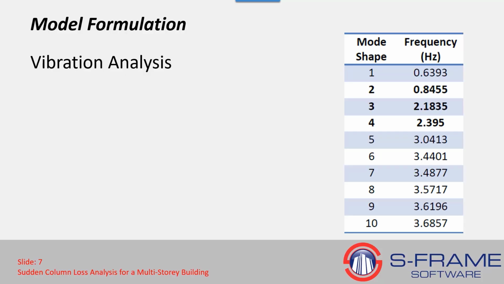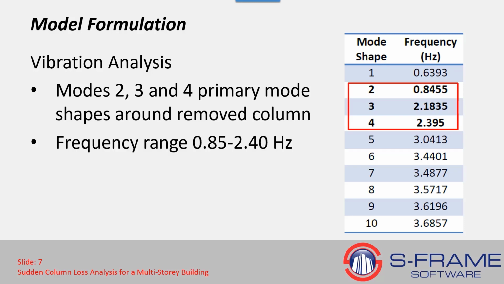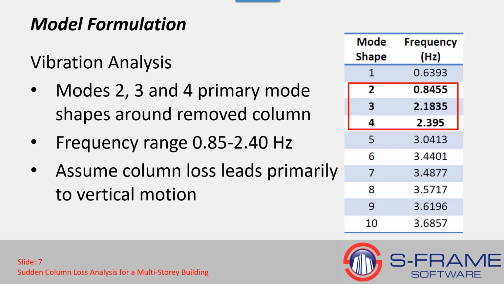What we do get from that is the different frequencies and different mode shapes. From this, we can say that mode shapes 2, 3, and 4, which we have investigated, seem to be the primary mode shapes around the removed column, because the floor is moving up and down in these modes around the column location. These 3 mode shapes have a frequency range of 0.85 to 2.4 Hz, and we're assuming that the column loss is primarily due to the vertical motion, so we're ignoring any lateral loading that could come from the column removal.